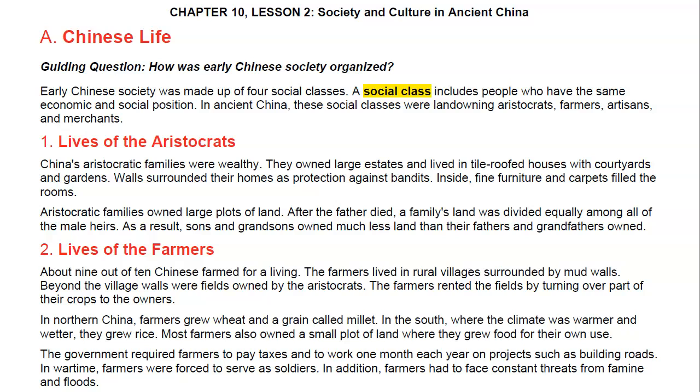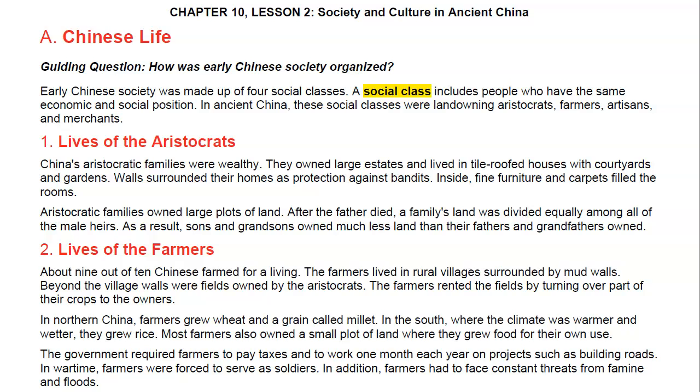Early Chinese society was made up of 4 social classes. A social class includes people who have the same economic and social position. In ancient China, these social classes were land-owning aristocrats, farmers, artisans, and merchants.